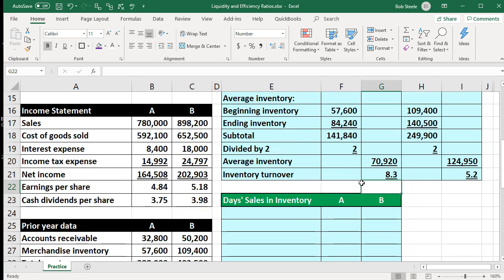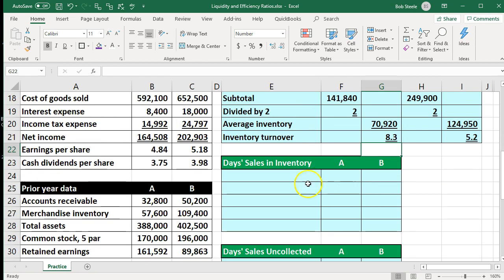Next, we'll take a look at the days sales in inventory type calculation. This is going to be a similar type of calculation, also dealing with inventory, and now you're considering the other account, which is going to be cost of goods sold, typically what we're going to be comparing the inventory with. So we're going to have the merchandise inventory. That's going to be our starting point. We'll pick up the merchandise inventory.